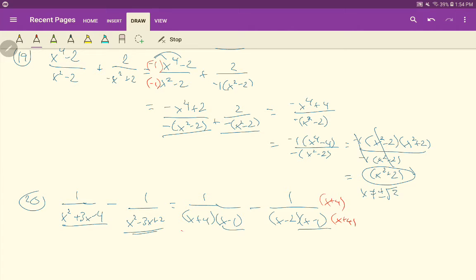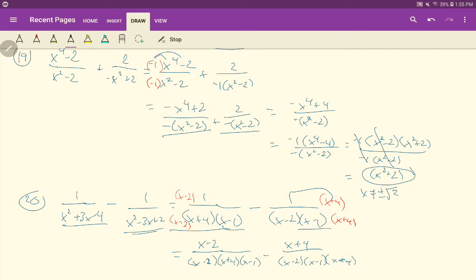Okay, and what is this denominator missing that this one has? It's missing that x minus 2. So we'll multiply the top and bottom here by x minus 2. And again, just multiply it out. So 1 times x minus 2, super easy. It's just going to be x minus 2. And then we have this big denominator here, so it'll be x minus 2, x plus 4, x minus 1. Minus, and again, the 1 times x plus 4 is very easy. It's just x plus 4 over, and again, the x minus 2, the x minus 1, the x plus 4.